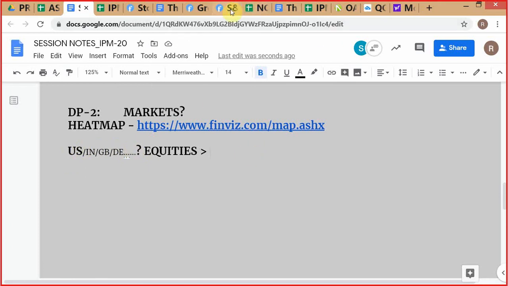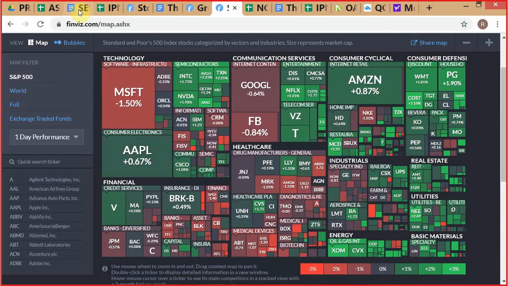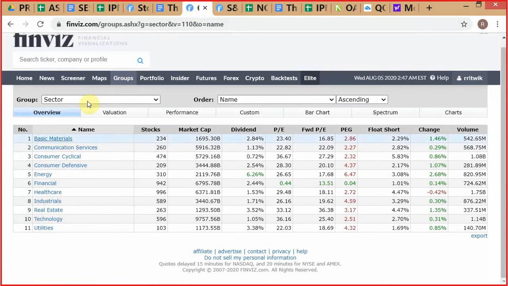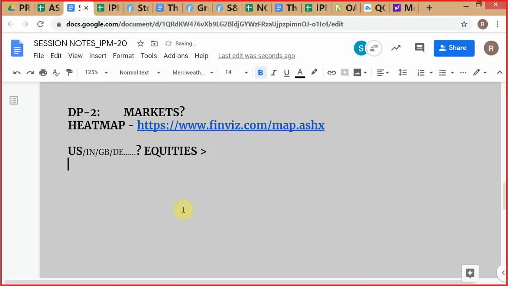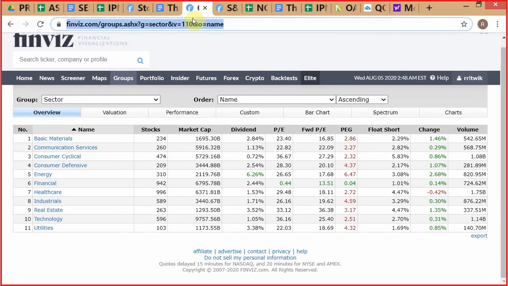But even within US equities, we have this problem: too many stocks. Now we come to the sectoral distribution. How did I come up with this? Here what we do is go under this. Let's put this link also in your notes. This is what I'm looking at now.